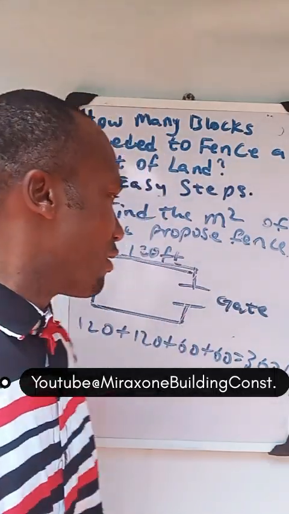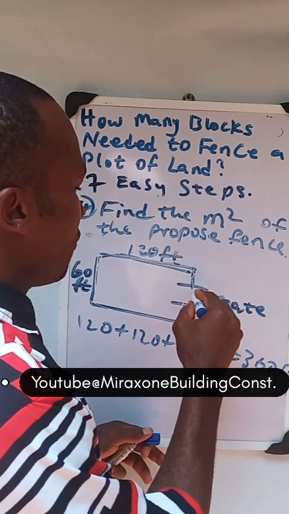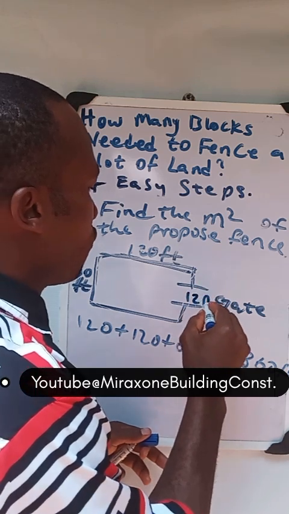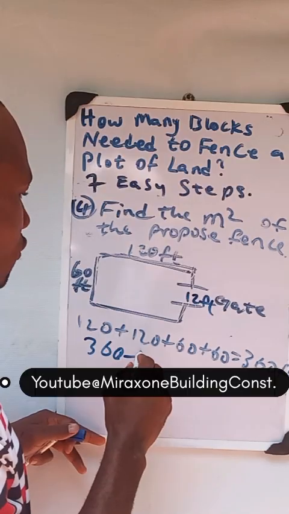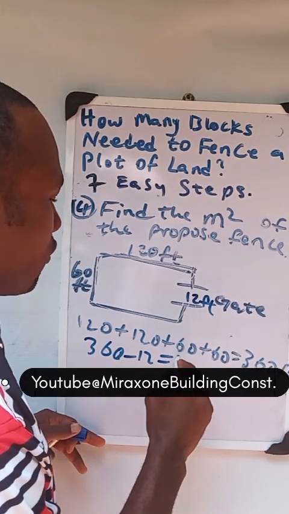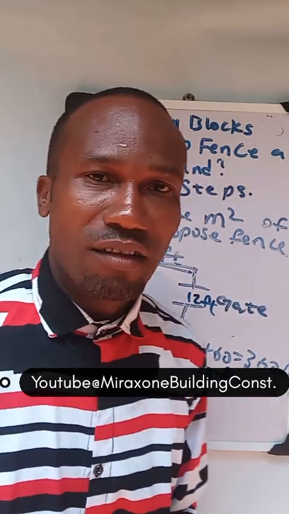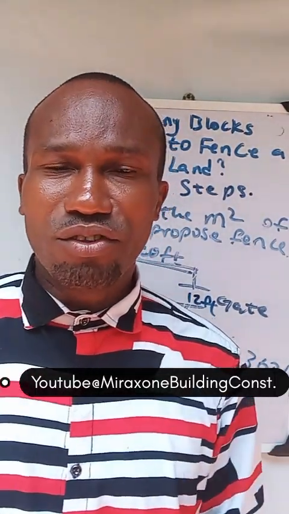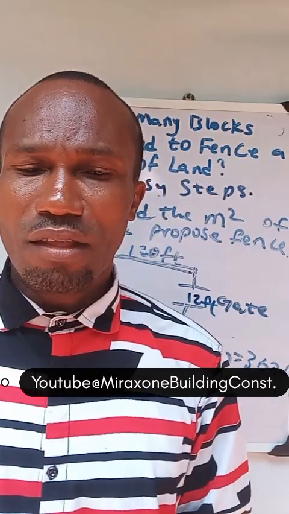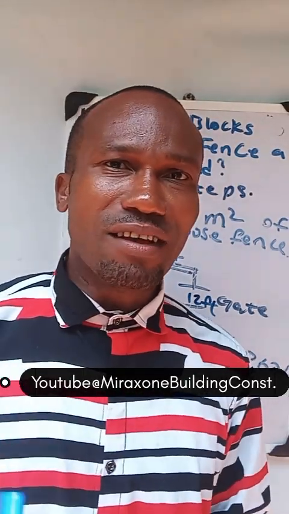But before you do that, remove the gate area. The gate place is 12 feet. So 360 minus 12 is equal to 348 feet. This is the total length you are working on. Do you understand me? Okay, that's 348 feet. So this 348 feet, what's the next thing you are going to do?